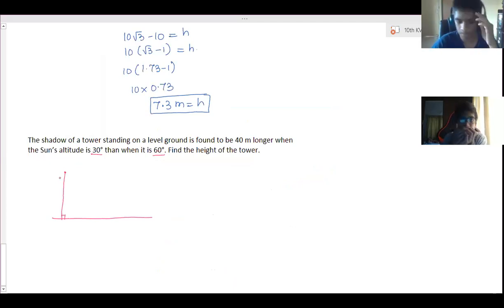The shadow of the tower standing on the level ground is found to be 40 meters longer when the sun's altitude is 30 degrees than when it is 60 degrees. This is the tower. Now the rays are falling from this side. To form the shadow, the ray should move from this direction and fall straight on the ground, right?